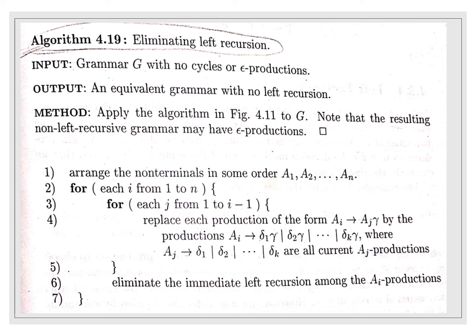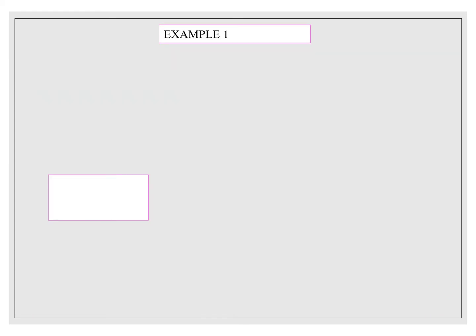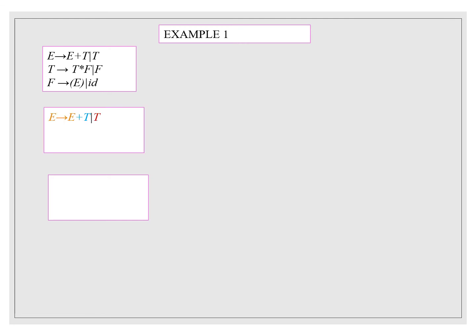Now let us have one example, so you will understand how to eliminate left recursion from the given grammar. So what is the grammar here? The grammar is E derives E plus T | T, T derives T star F | F, and F derives bracketed expression | ID. Okay, so this is the example. Now look at the first production here. What is that? E derives E plus T | T.